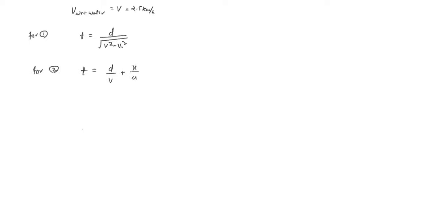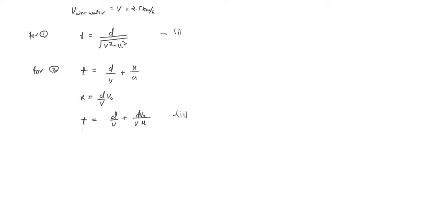Now we need to find out X. So X is the total drag distance. The swimmer will be dragged by the stream velocity in the time of swim. So it will be equal to D by V into V0. So here T will be equal to D by V plus X by U, which is equal to D by V plus D V0 divided by V into U. Now this is our equation first, and this is our equation 2.